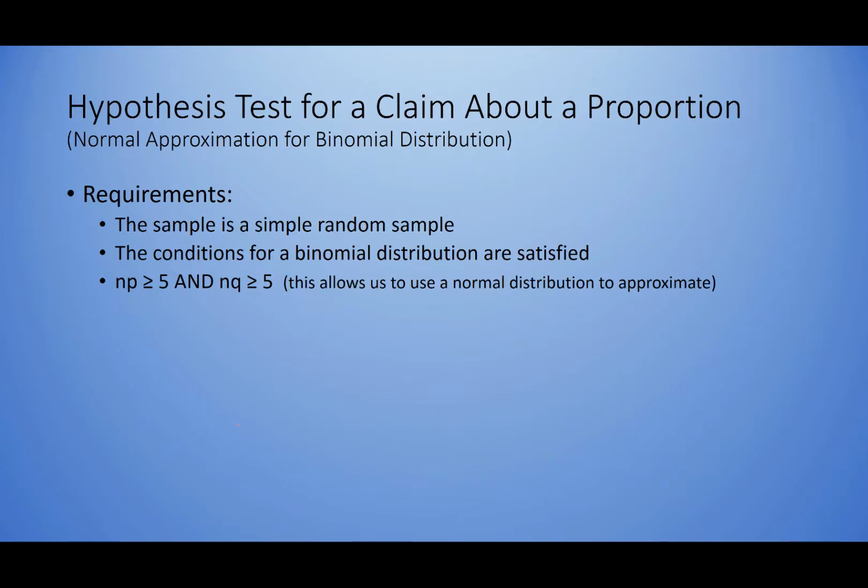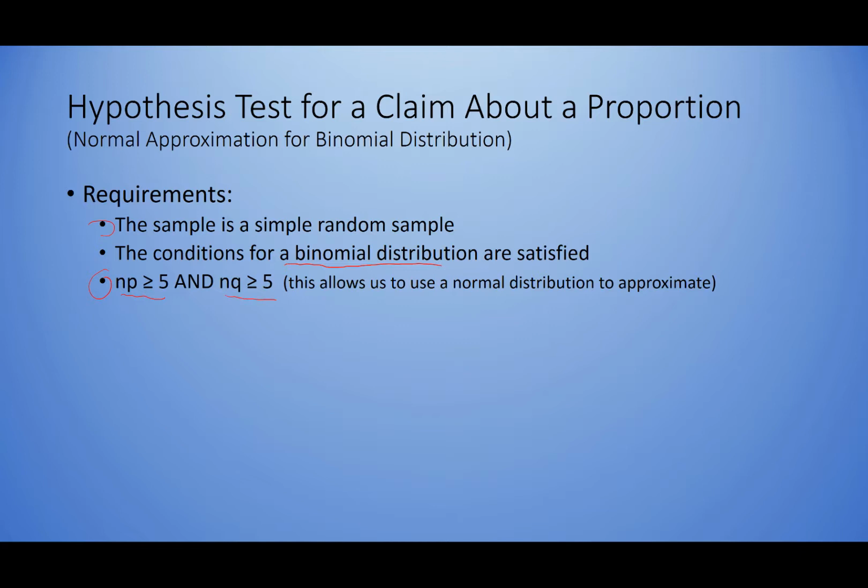So to do a hypothesis test for a claim about a proportion, we are going to use the normal approximation for a binomial distribution. And to do that, we have these three requirements that must be satisfied. First, we need to have a simple random sample. Second, we need to make sure that the conditions for a binomial distribution are satisfied. And third, we want to make sure that n times p is greater than or equal to 5 and n times q is greater than or equal to 5.